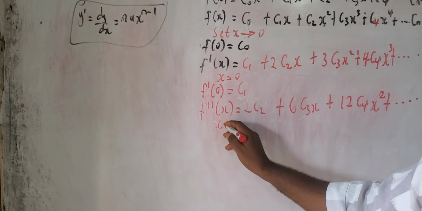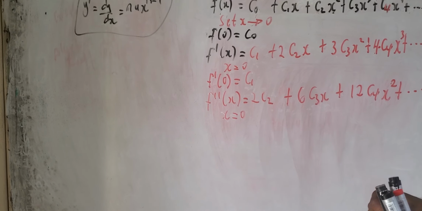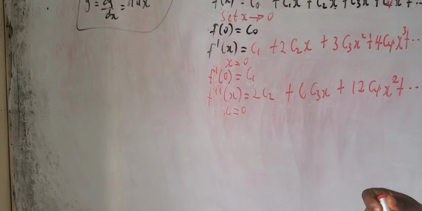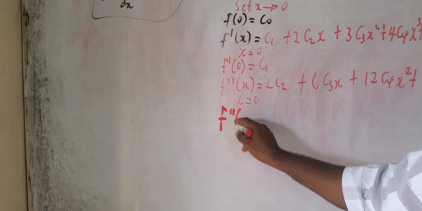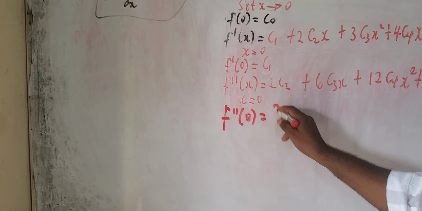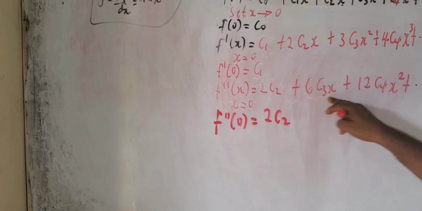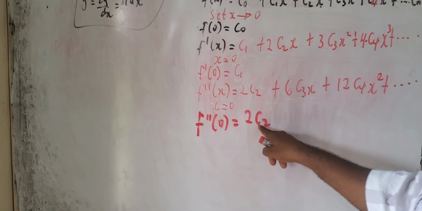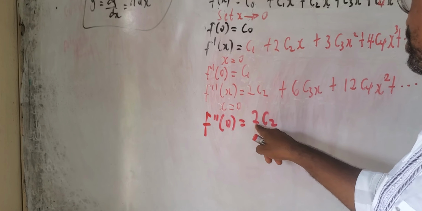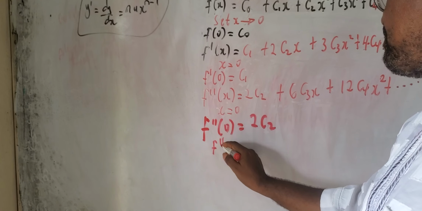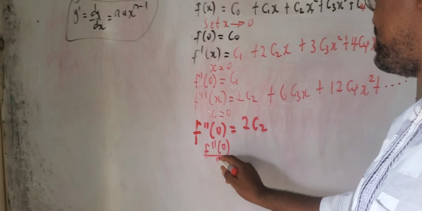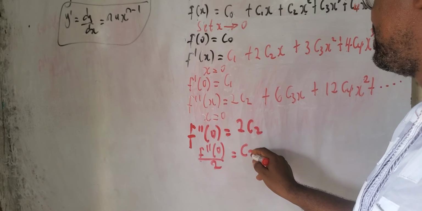So I will say let x become 0. When we set our x to become 0, I will now put 0 anywhere I see x. So that means f prime prime of 0 will now give us 2c2. Everything here becomes 0. So since I'm looking for c2, I will use this to divide the other side. So that means f prime prime of 0 divided by 2 is my c2.